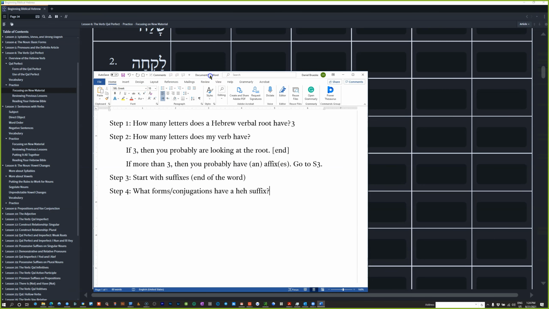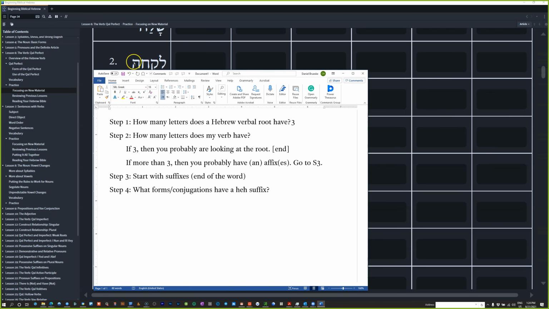If we're looking at a different suffix, we'll have to put something else there, but we're looking at a hey suffix, so what does the hey suffix tell us? What forms of the Qal Perfect verb have a hey suffix? That's where you need to have your paradigm chart remembered. In that case, it's going to be the Qal Perfect 3FS. That is the form that's going to have a qamets hey ending.